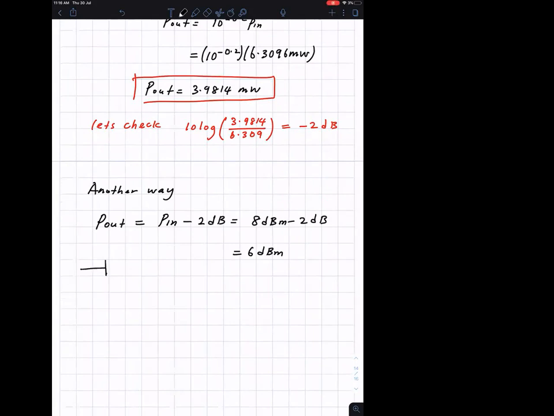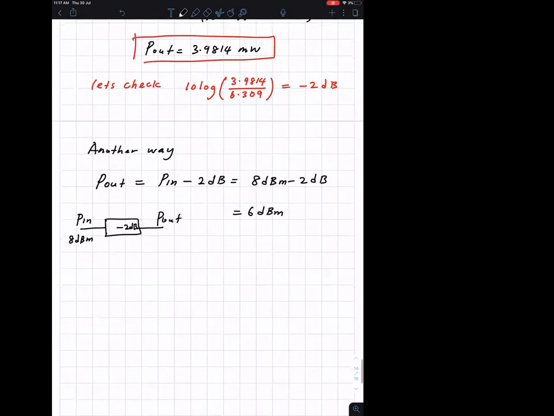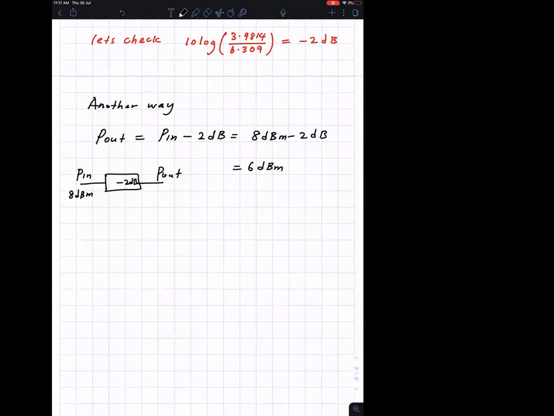I just quickly draw so that you know P out, P in minus 2 dB. So this is a quicker way to do it. One of them is dBm and one of them is dB. And of course, they are both log, so you can add or subtract. If you don't believe me, you can go and try to convert P out to dBm.